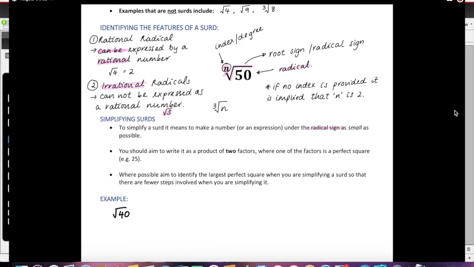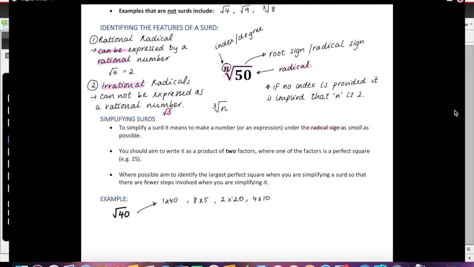A suggestion has been made that we should aim to write it as a product of two factors. So let's start there. If I'm going to identify the factors of 40, they are 1 and 40, 8 and 5, 2 and 20, and then we have, of course, 4 and 10. So I'll just write these all as 1 times 40, and so on.